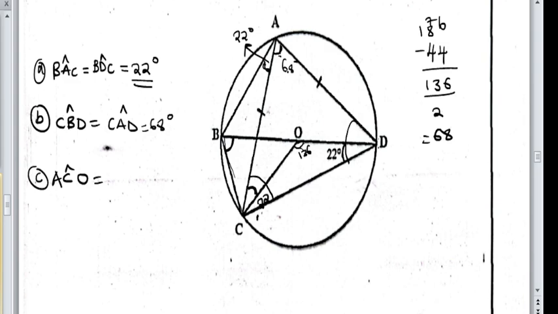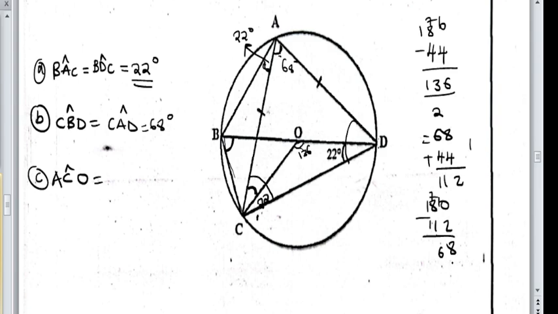So if this is 68, what remains? Let's add what we have. We have 68 there. We have 22, which is 44. What is 68 plus 44? 8 plus 4 is 12, so we have 2 carry 1, then 6 plus 4 plus 1 is 11. We have 112. Then in order for us to find this missing angle, we subtract from 180. 180 subtract 112 gives 68.